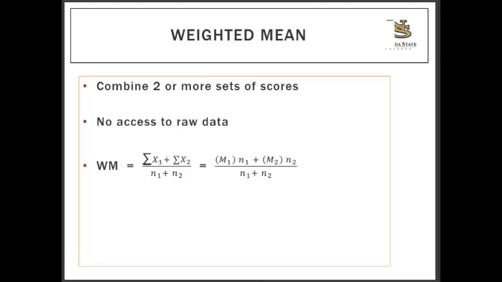Let's say that the sample size for sample 1 is smaller than the sample size for sample 2. Well, in the numerator, we're going to be multiplying the mean for sample 1 times a smaller number than the mean for sample 2. So the mean for sample 2 will have more influence on the final value of the weighted mean. And you'll see that pan out whenever you do problems like this. Let me show you an example.